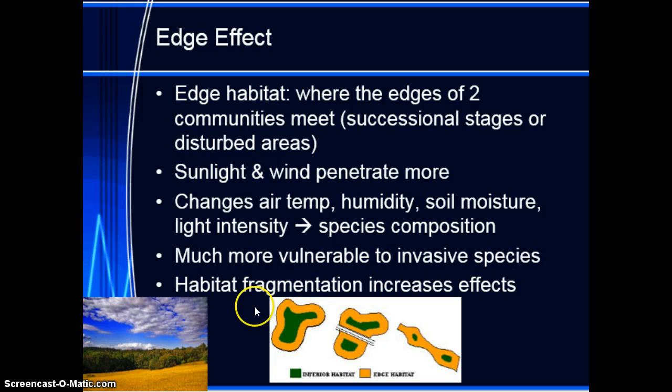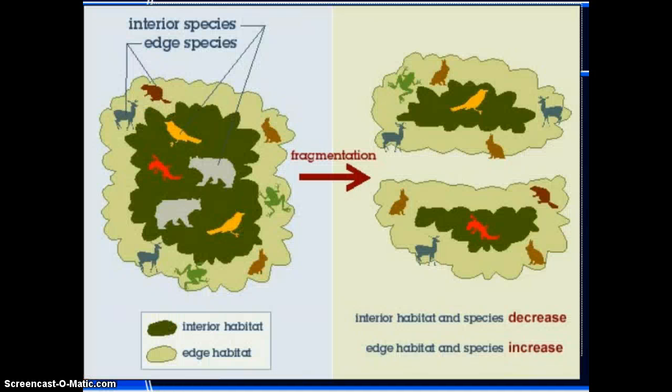And when we take areas and we split them to put roads through or anything like that and increase habitat fragmentation, that increases the edge effect as well. And the problem with that is there's a lot of species that live on the interior of these forested areas or these other habitats, and when you increase the amount of edge, now their habitat has decreased significantly, and the edge habitat has increased by quite a bit too.